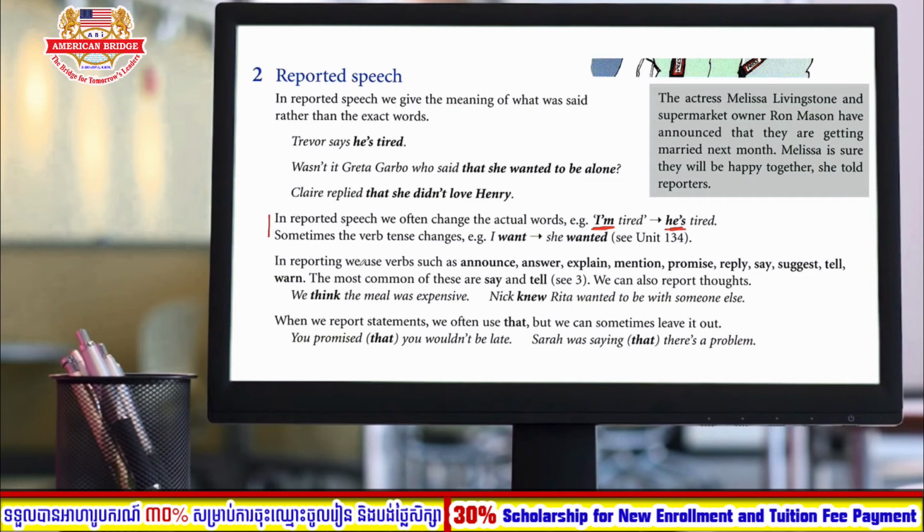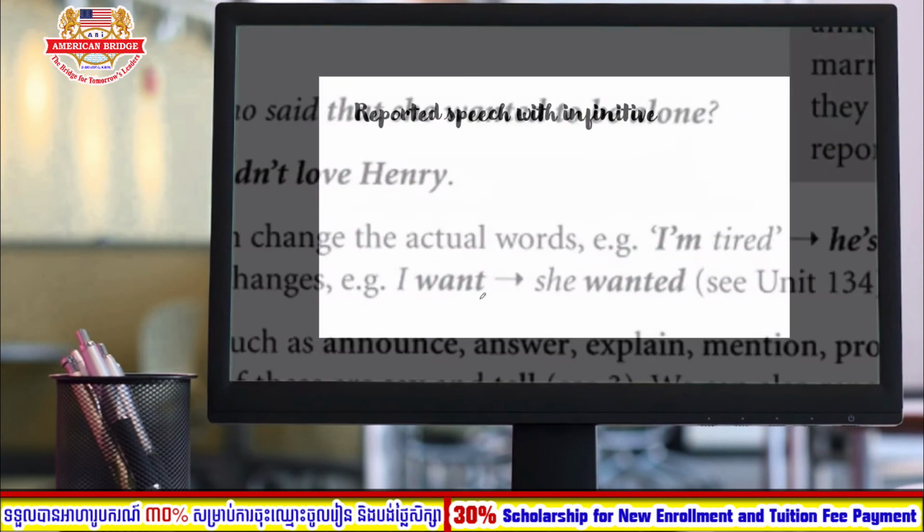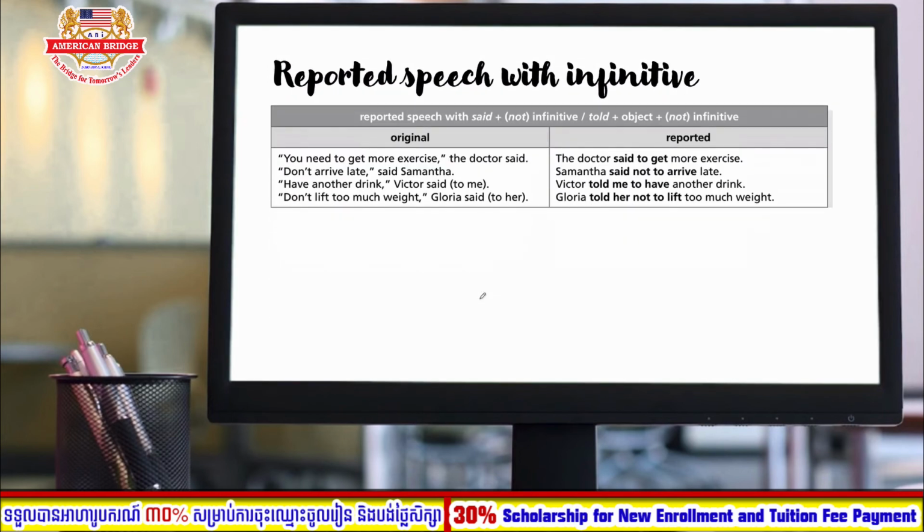In reporting, we use verbs such as answer, explain, mention, and so on and so forth. But generally, there are two main verbs used in reported speech: the word say and the word tell. Okay, so here is another lesson from our course book, which has only two structures that you can use to report what other people have said.